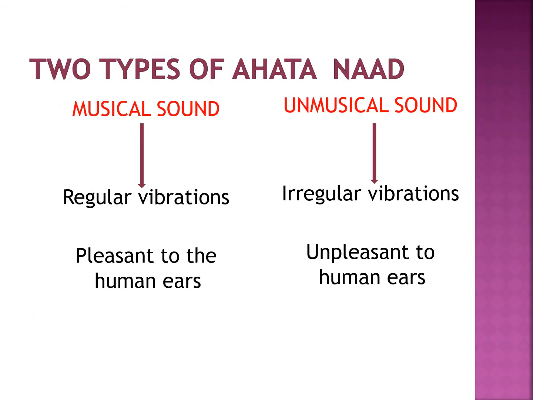Ahat Nad is further divided into two different categories. We have musical sound and unmusical sound. Musical sound means regular vibrations, and they are sounds that are pleasant to the human ears, whereas unmusical sounds are sounds that are produced by irregular vibrations, and those sounds are unpleasant to the human ears.